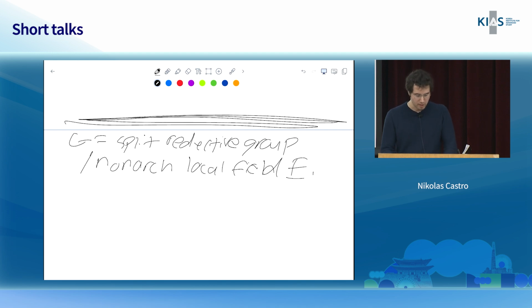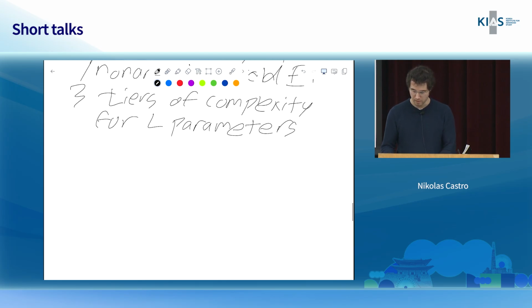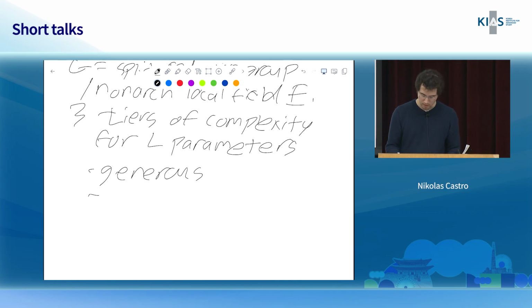Now, for the purpose of this talk, I'm going to introduce three tiers of complexity for L-parameters, which go by different names, but I'll be using David's notation. So generous, sorry, I should say semi-simple.